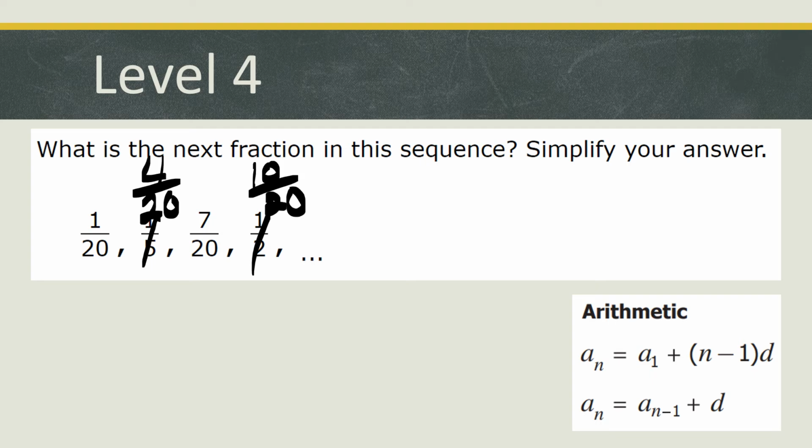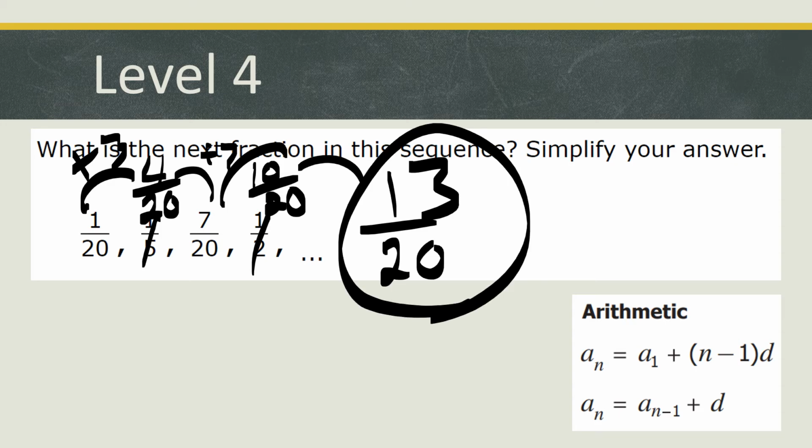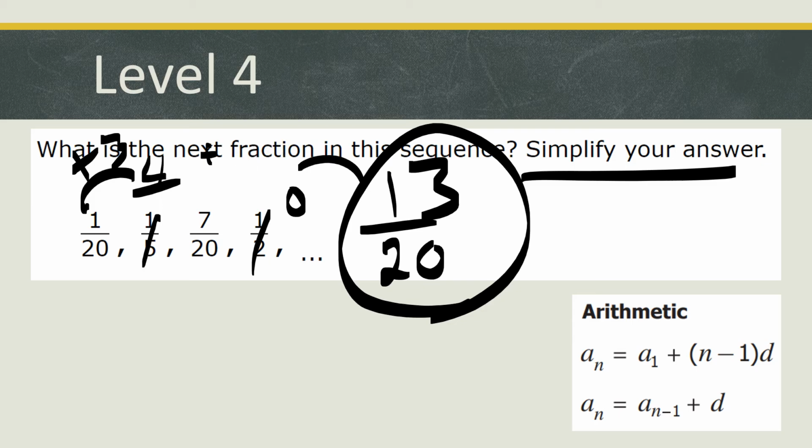And so if I were to think about the next number, it would be what over 20? So let's see. 1 to 4 is plus 3. 4 to 7 is plus 3. And 7 to 10 is plus 3. So 10 to, well, 13. So we end up with 13 over 20. And that is our final answer because it says simplify, but 13 is prime. So at first glance, it looks a lot harder than it is until you put them in common denominators. So if you're dealing with fractions, then put them in common denominators.